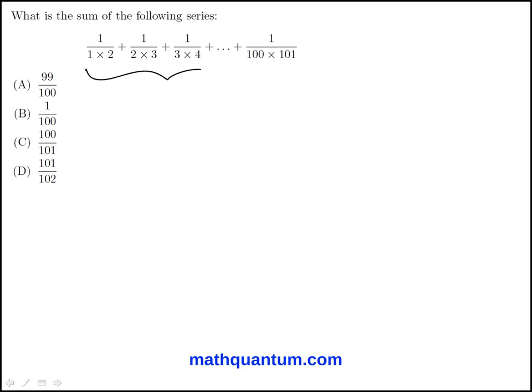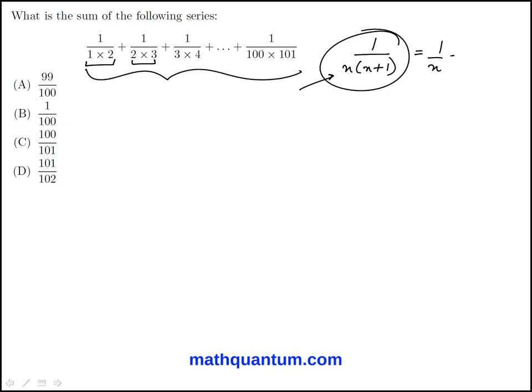So in the summation question, we see a pattern that the terms in the denominator are just one more. And so we can write the nth term as 1 over n times (n plus 1). And it's this expression that we can rewrite as 1 over n minus 1 over (n plus 1).